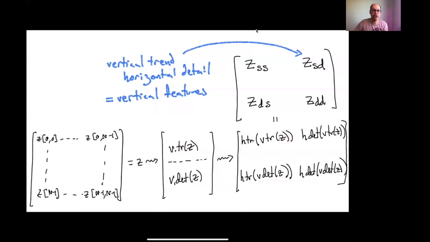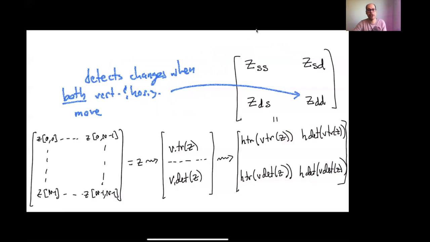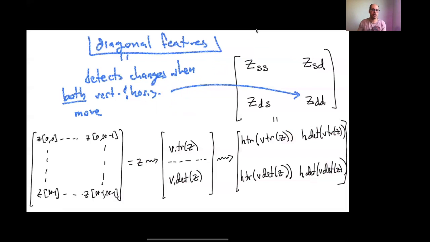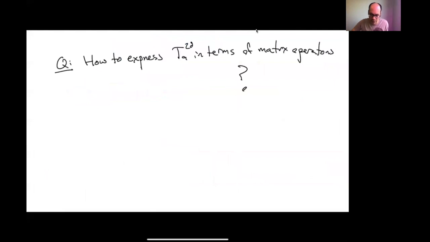Similarly, this other entry is picking up the vertical features, the vertical trend of the horizontal detail. So you smear things out vertically and you see how things change in these strips as you move over to the right and the left. That picks up vertical features. And then the final entry here detects change when both the horizontal and the vertical move. That's the diagonal features, things that change as you move diagonally.